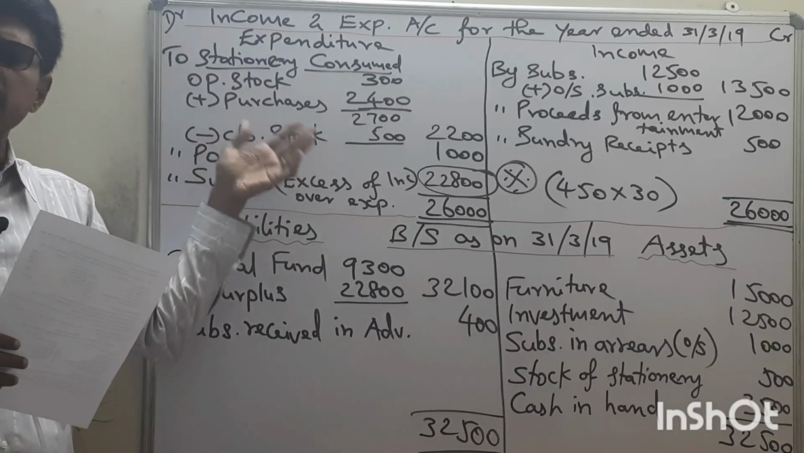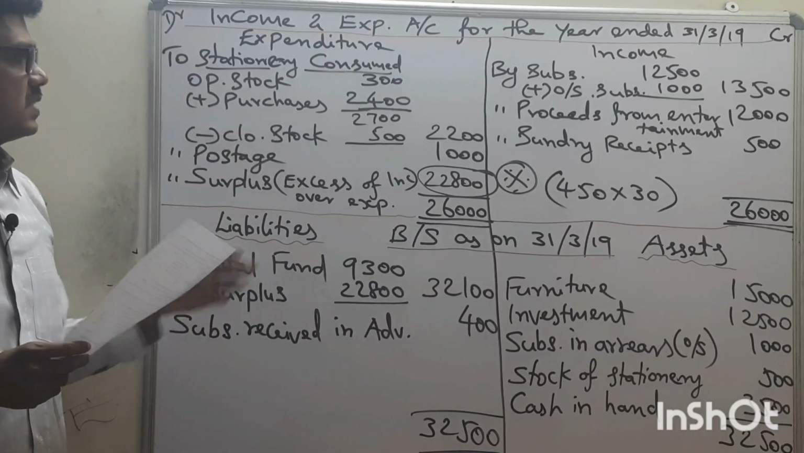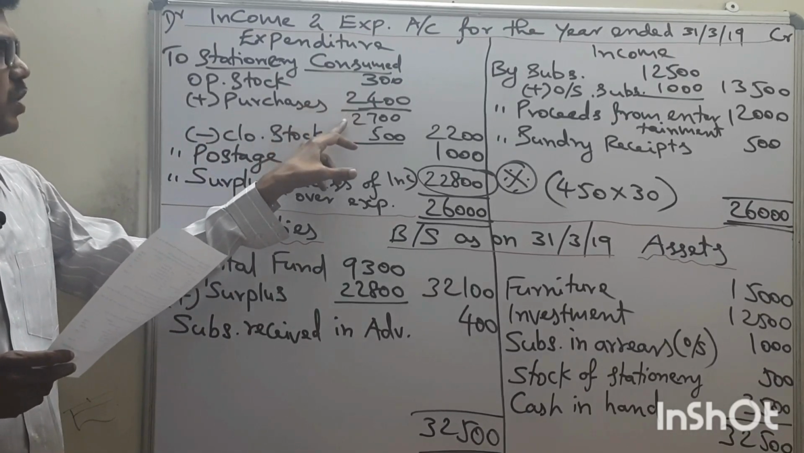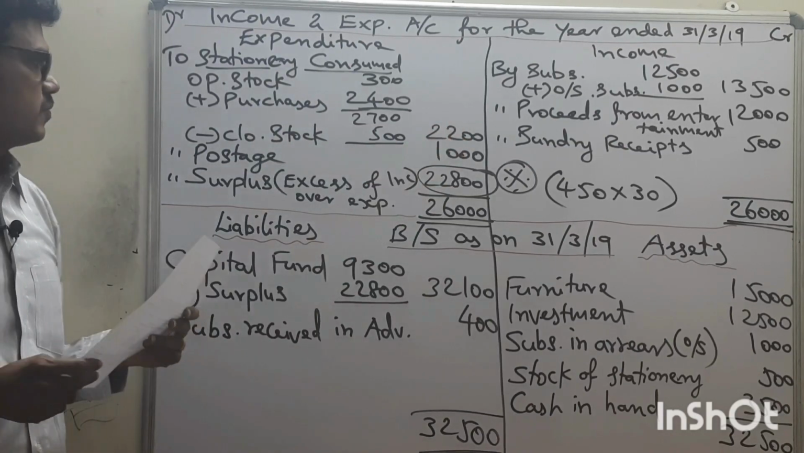I have worked out a separate problem with a different perspective. If you have any doubt, you can watch my previous video if you want to learn more. 300 plus 2400, opening stock plus purchases minus closing stock, will give us the actual consumption.